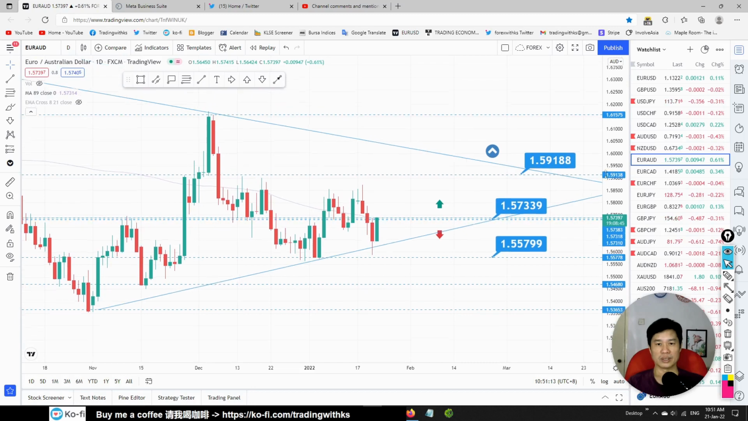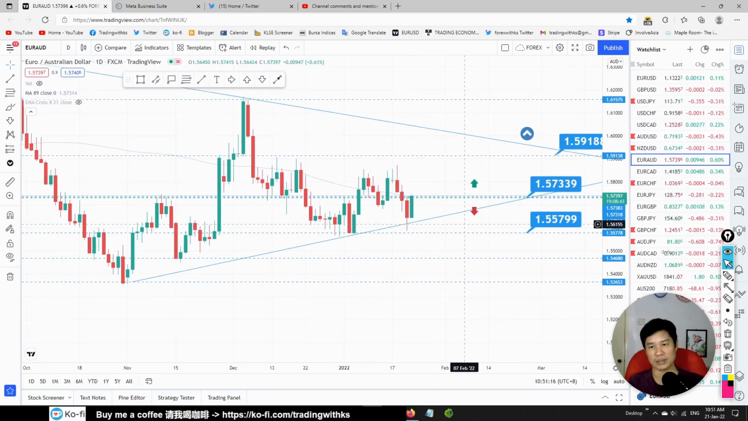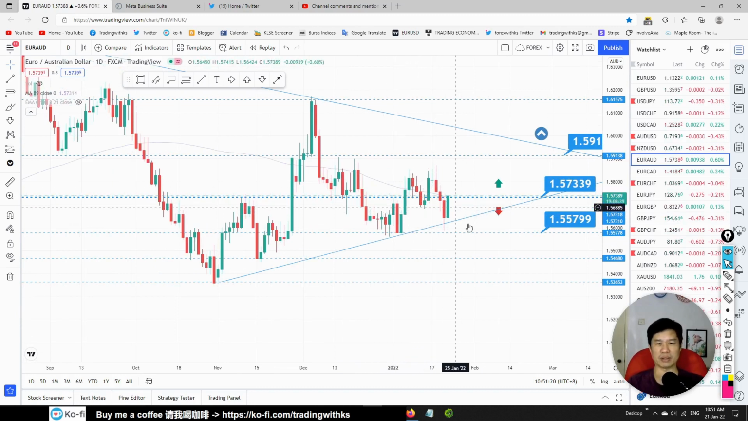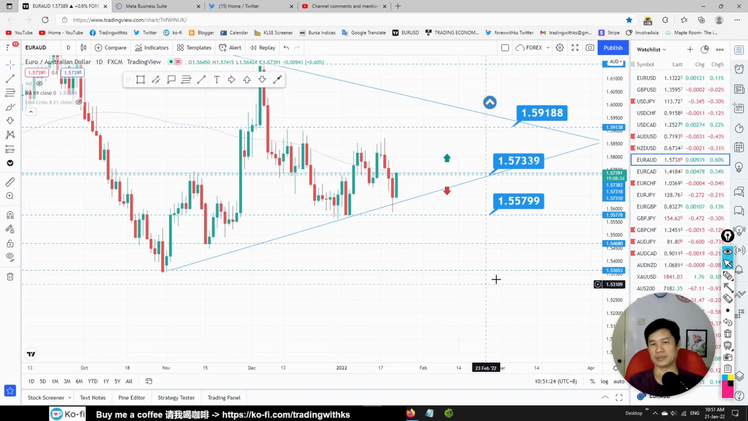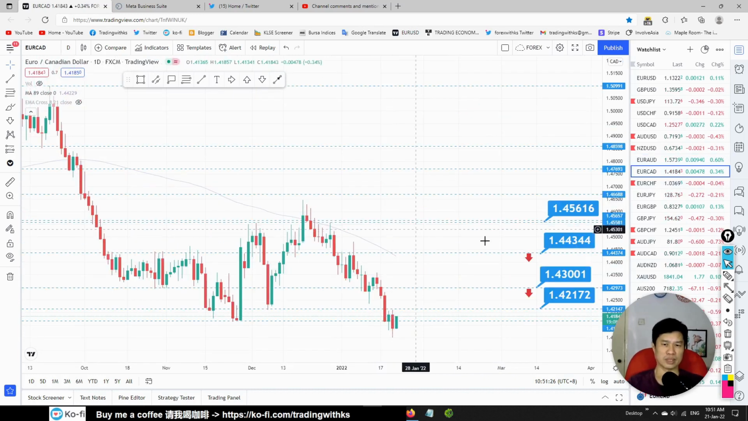Okay, Euro AUD, both are weak, right? We check the currency by itself, so both are weak. So you see price is just zigzagging over here. There's no big momentum either way. So this one, we are not trading, this Euro AUD.